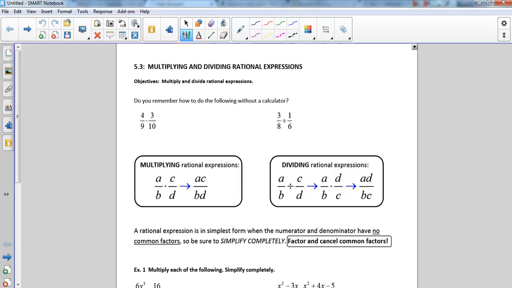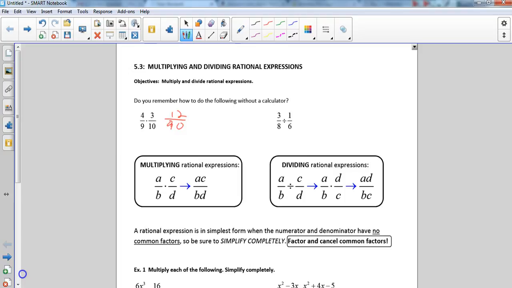Now there's two ways to do this. And the first way is not that hard, especially with these numbers, but it can get much harder as the numbers get bigger. So you have two choices. You can multiply and reduce, or reduce and multiply. I prefer the second option, but we'll talk about both. So the traditional way is just multiply straight across. 4 times 3 is 12, and 9 times 10 is 90. Top times top, bottom times bottom.